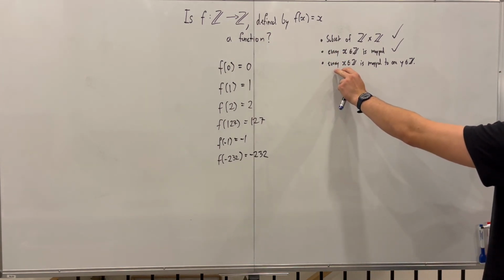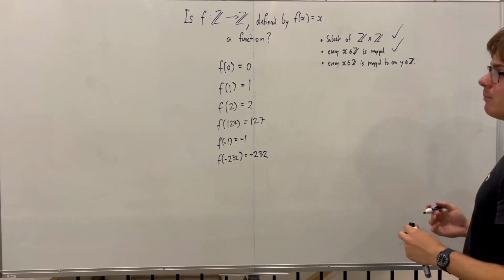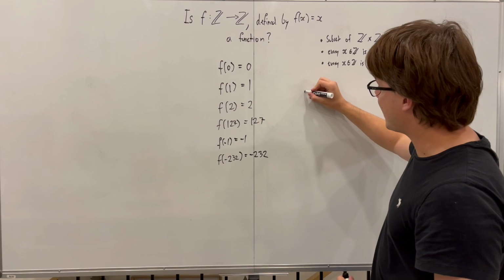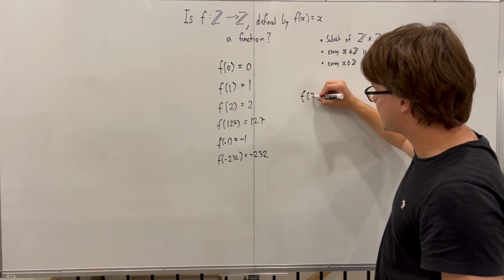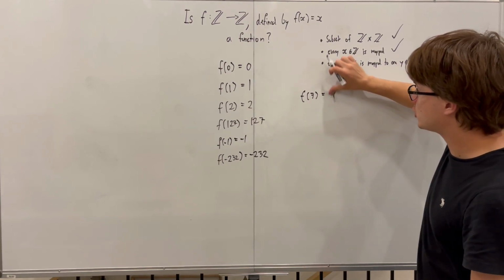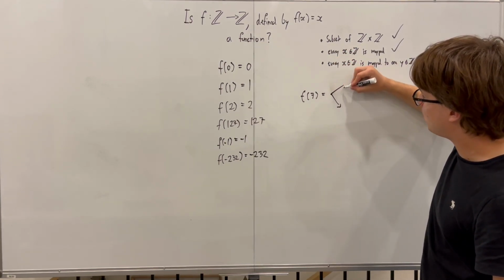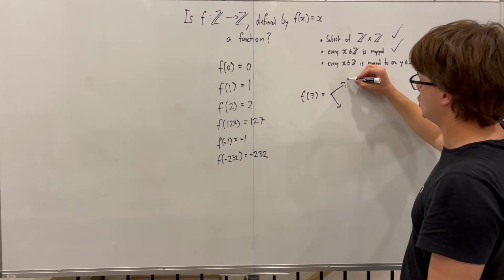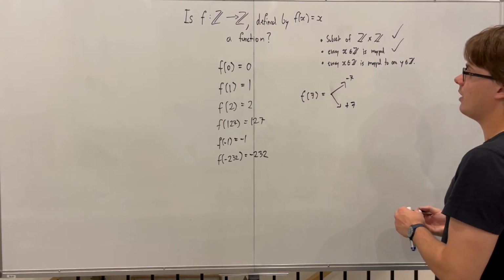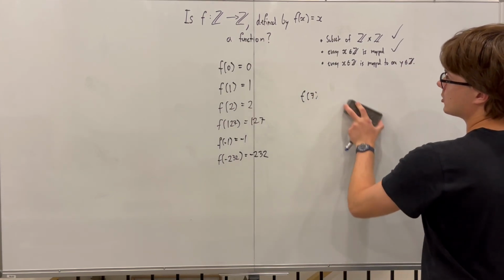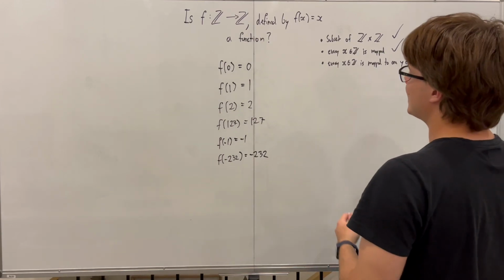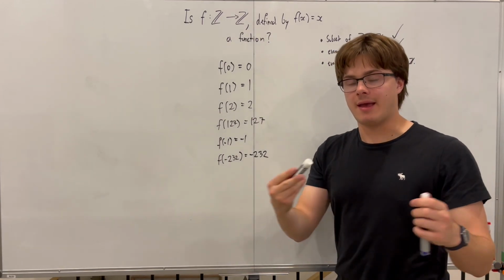And finally, does every integer map to one thing in the codomain? So if I plug in, for example, f of 7, I should only get one answer back, 7. There should not be two possible equally right answers. It shouldn't be something like negative 7 and positive 7, right? It should just be one thing. And the answer is true. It looks like everything I plug in only has one solution. So it looks like this is in fact going to be a function.